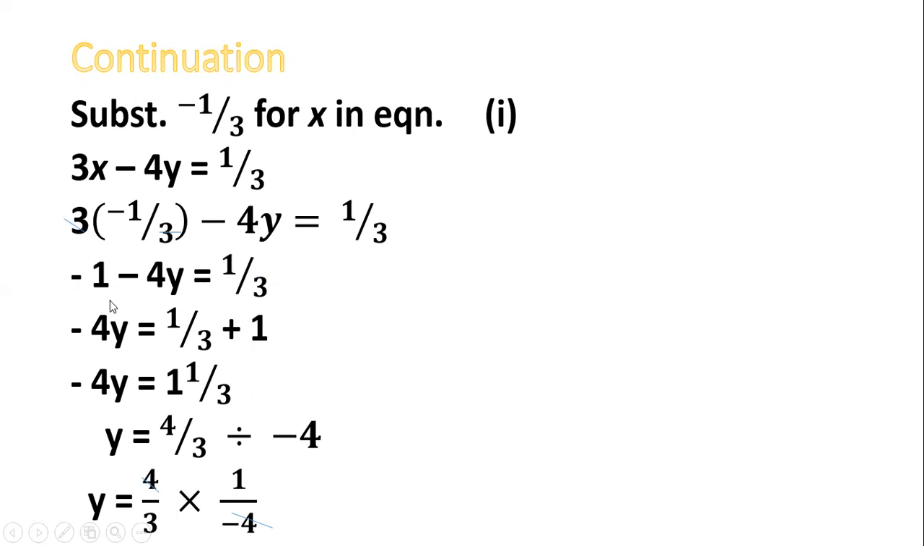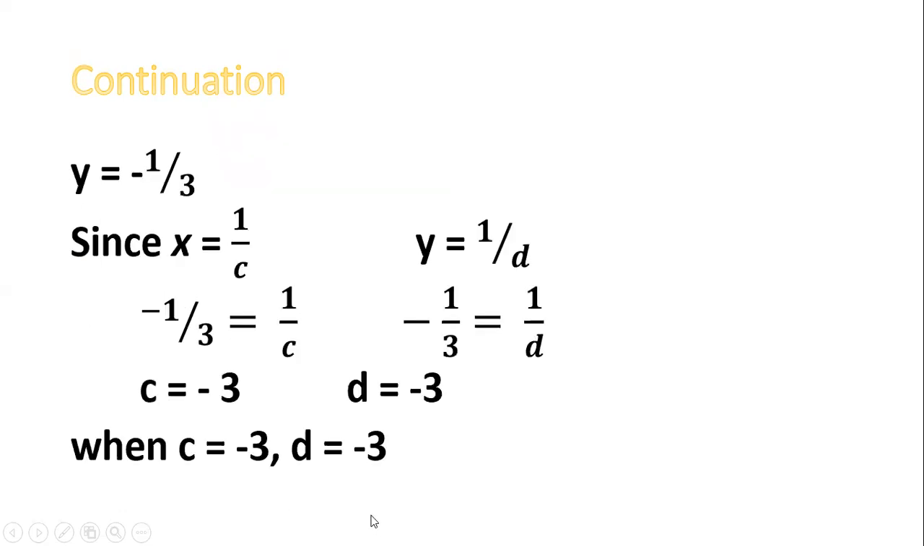So minus 1, when it moves, will change to plus. So minus 4y equals 1 over 3 plus 1. When you add that, that's 1 whole number 1 over 3. So minus 4y equals 1 whole number 1 over 3, which is 4 over 3. Divide by the coefficient of y, which is minus 4. So y equals 4 over 3 divided by minus 4, and that will change to 4 over 3 times minus 1 over 4. So 4 will cancel 4. So we have the answer: y equals minus 1 over 3.